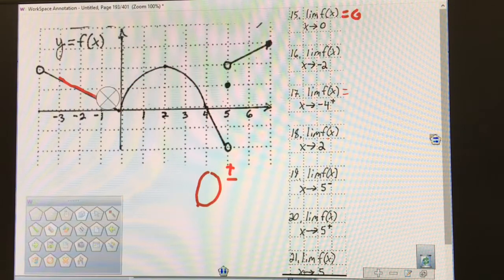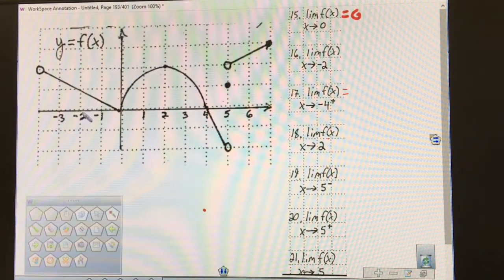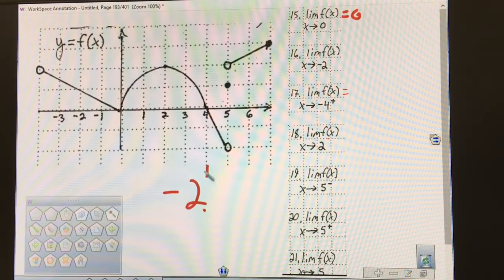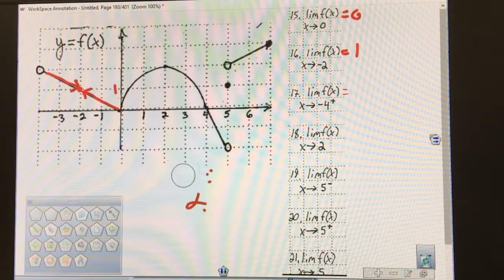Now the limit as x approaches negative 2. Negative 2, see it? It's negative 2 with no symbol there, so it's going to be from the left and right. So there's negative 2, and I'm approaching it from the left and from the right. And right where they're about to crash into one another, the y value just so happens to equal 1.